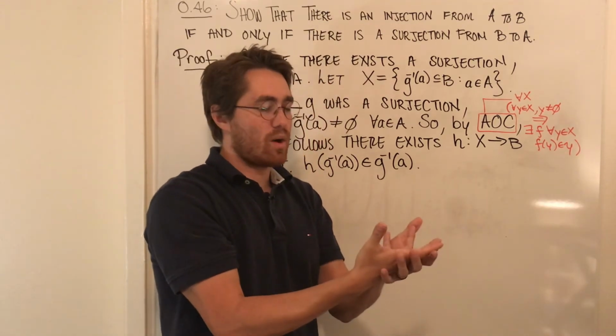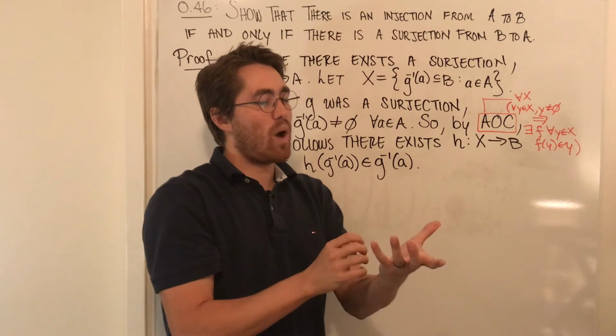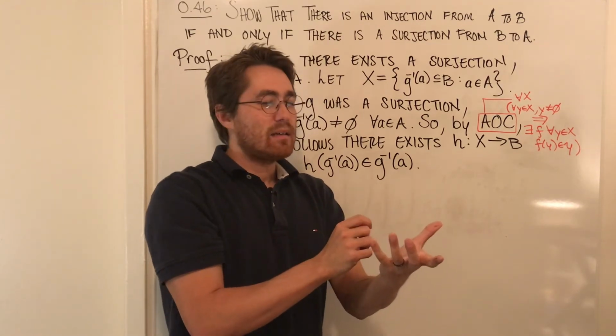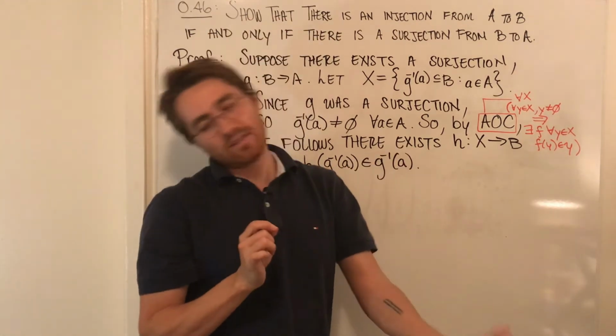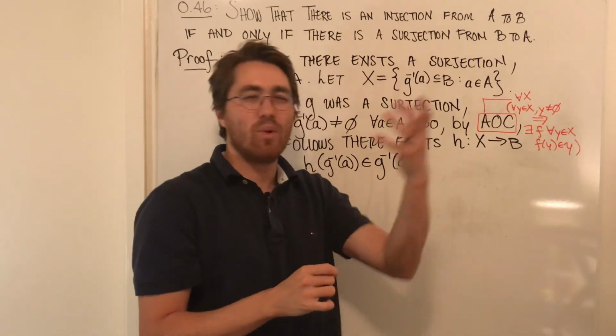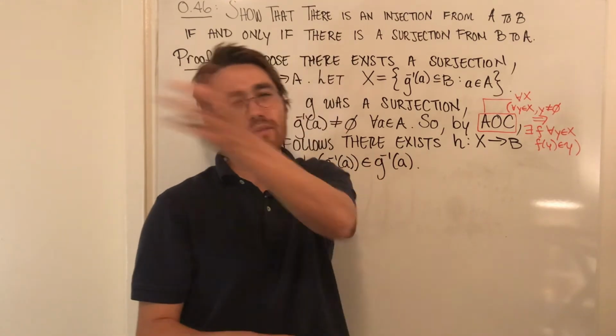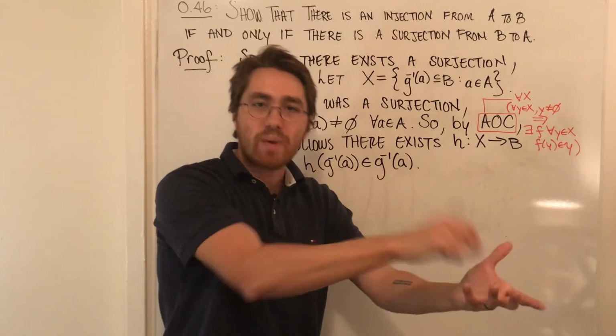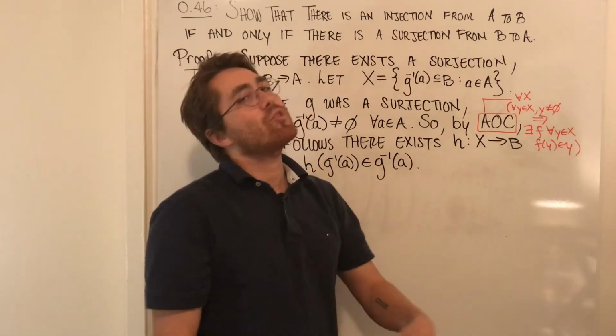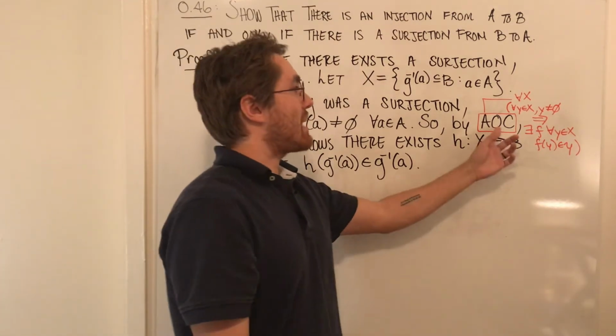So f is taking y1. It's going to say, okay, y1 is a set, so I'm going to pick some element out of the set. Let's go to the next set, y2. I'm going to pick some element out of that set. It's just picking elements. f is also known as a choice function, hence the name axiom of choice.